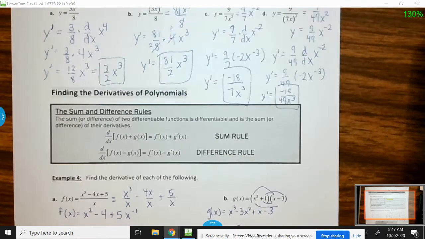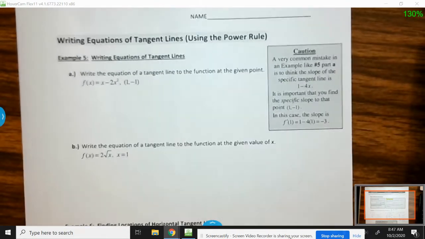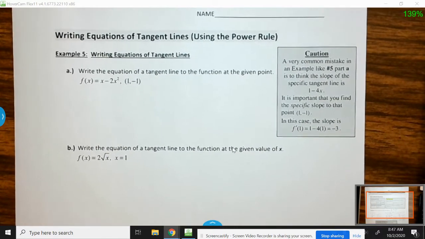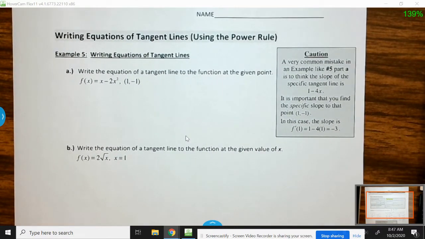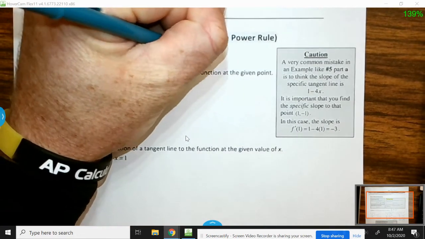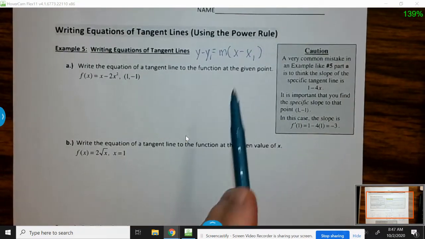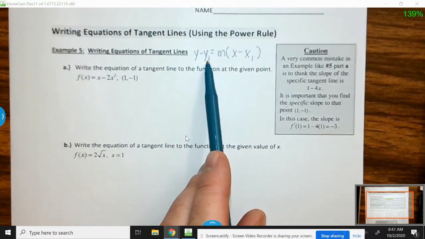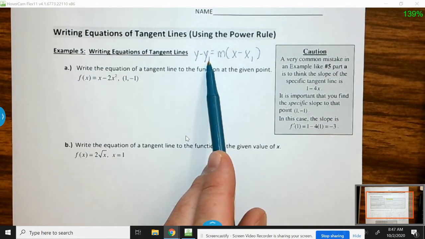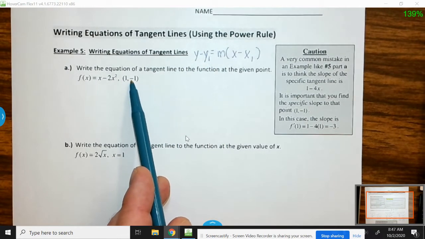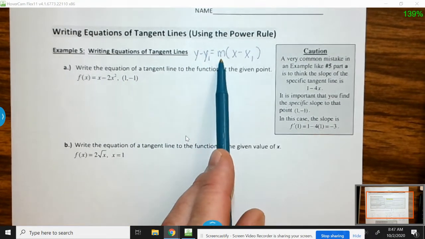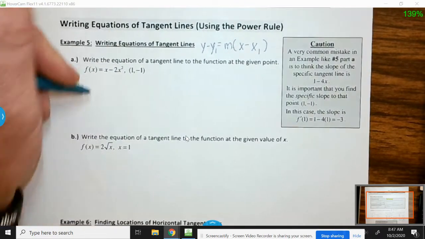Okay, let's take a few minutes to apply what we've learned. And we're actually going to go way back to tangent lines, to write some equations of tangent lines using the power rule. So write the equation of a tangent line at the given point. Remember, the equation of a tangent line can be thought of as y minus y1 equals m times x minus x1. Now it's important to note, x1 and y1 come from the original function. And right here, I have x1 and y1 at 1, negative 1. The slope comes from taking the derivative at a point.